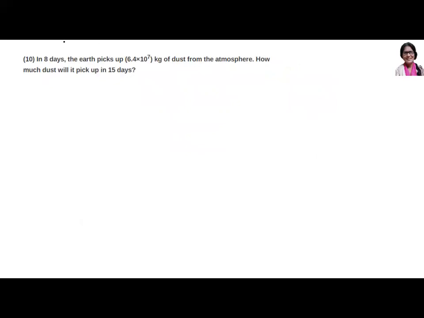Next, in 8 days, the Earth picks up 6.4 into 10 to the 7 kg of dust from atmosphere. How much dust will it pick in 15 days? So number of days will be increased, the dust will be increased. So one variable is days, one variable is dust. Number of days, kg of dust. And what is not given? How much dust is asked. So amount of dust we have to take as x.